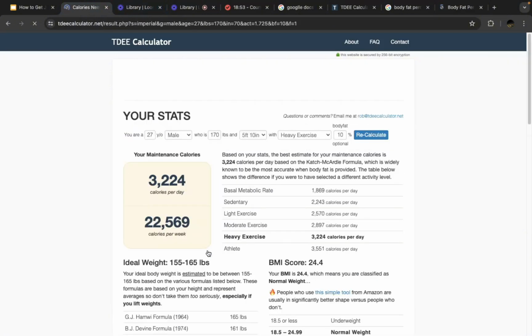All right, so my maintenance calories is 3,224 calories a day. That means in order for me to maintain my body weight, I need to eat that many calories per day. As I said earlier in the last slide, if I eat below it, I'll lose weight. If I eat above it, I'll gain weight.